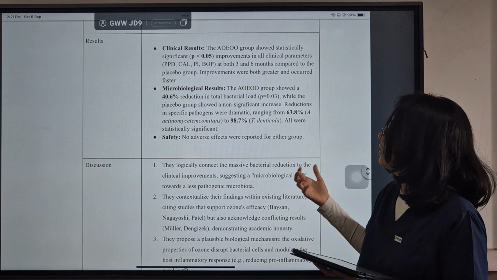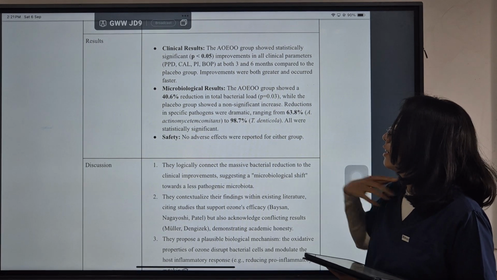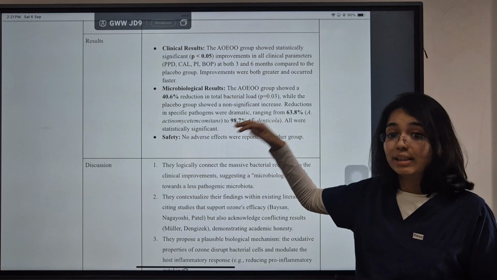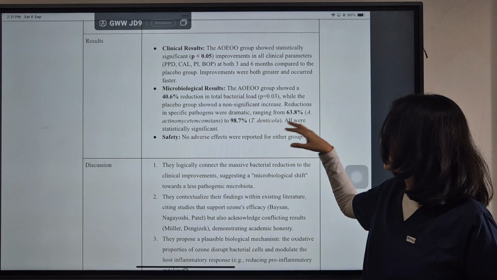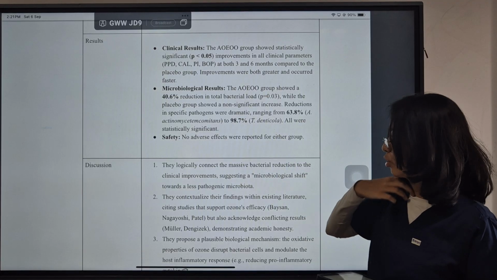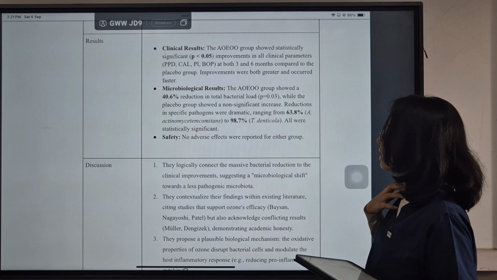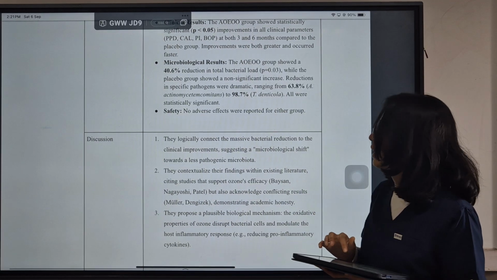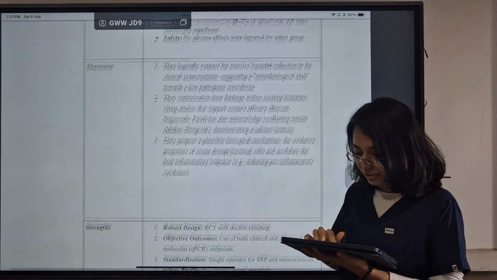The microbial results also revealed the same. The reductions in those specific periodontal pathogens were really dramatic. It ranged from 63.8% in the case of Actinomyces to 98.7% in Treponema denticola. It was all statistically significant, and no adverse effects were reported.